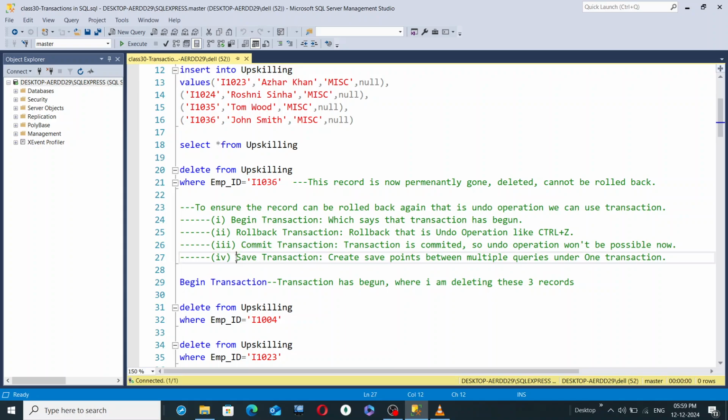And last is save transaction. Save transaction is used to create save points between multiple queries under a transaction. Its application we have to understand. For that, I have created a code, and from there we can understand that. Regarding the transaction problems, we shall dive in. I shall create a new class for that, the next class, where I will explain the problems and how problems can be solved via transactions.